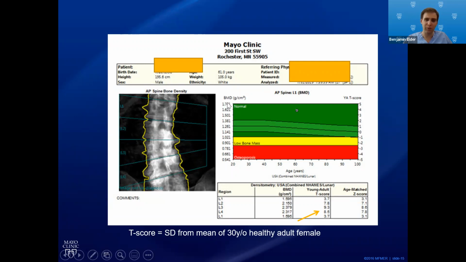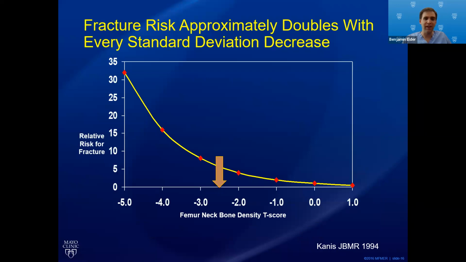At least at our institution, we get these printouts where it compares it to normal, low bone mass, and then osteoporosis, and shows where the patient falls on this. And then you get a T-score printout. Again, this is a statistical comparison to young adult 30-year-old females. There's also a Z-score, which is used more commonly for younger men, which is an age-matched control.